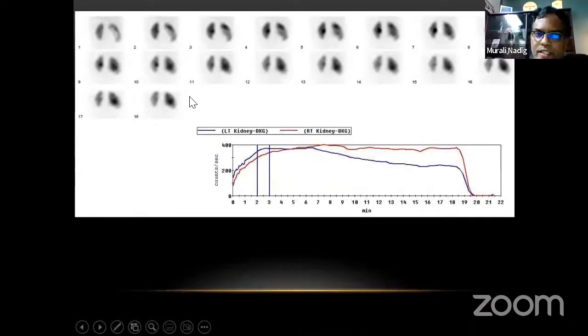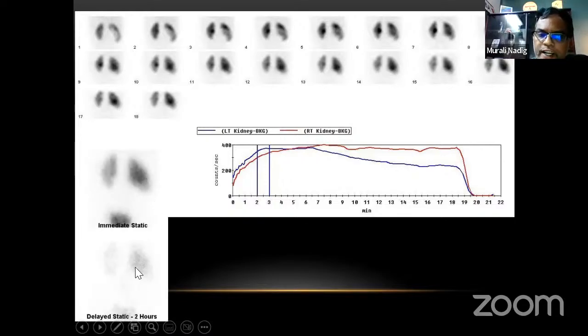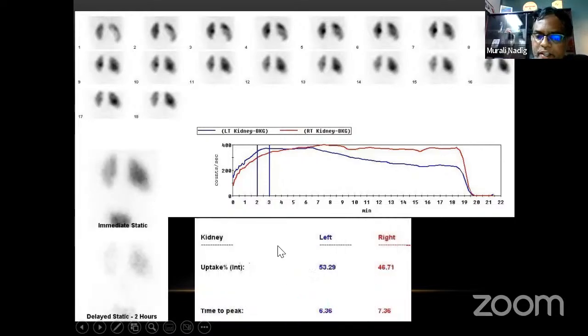So a few examples here. If you rely on only the renogram curve, you can see that even though the right kidney is enlarged, the curve plateaus and suddenly there is a fall. Does it mean it is not obstructed? No, because in early and delayed images, there is complete clearance happening, and the function of the right kidney is fairly preserved.